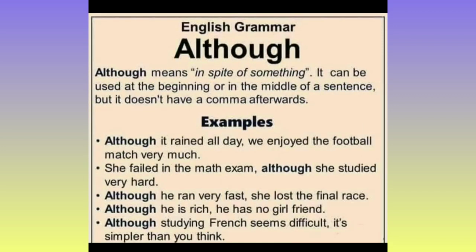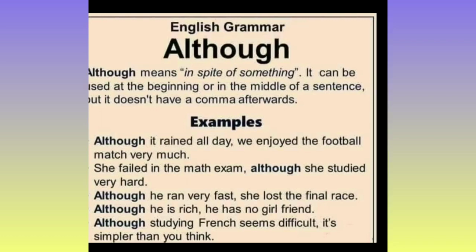So the next is although. Although means in spite of something. It can be used at the beginning or in the middle of a sentence, but it does not have a comma afterwards. Examples are: although it rained all day, we enjoyed the football match very much. She failed in the math exam although she studied very hard. Although he ran very fast, he lost the final race. Although he is rich, he has no girlfriend. Although studying French seems difficult, it is simpler than you think.